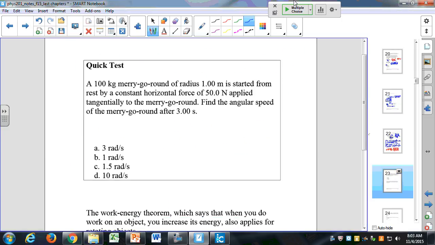Let's try this one as a quick test. Find the net torque, find the moment of inertia, and find the acceleration. And then here I'm also asking you to find the angular speed. So a lot of the same that we did already, you just have one extra step there at the end, finding that angular speed. I'll remind you your kinematics equations up here.